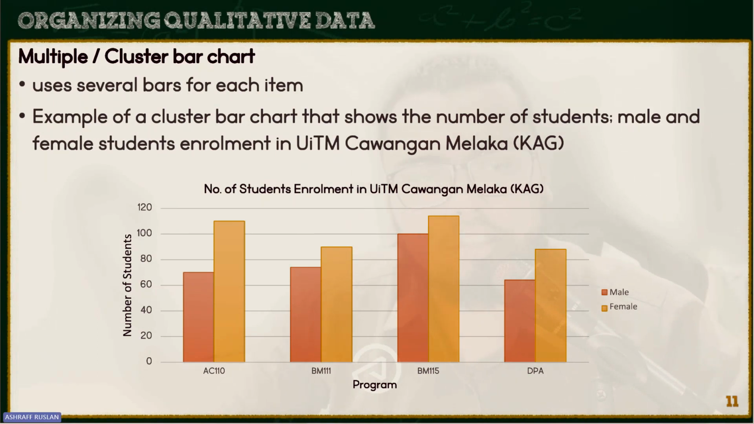Kalau kategori tersebut, let's say lepasan untuk masuk ke program tersebut, maybe kita akan ada a few lepasan SPM, penerapan, and then maybe daripada apa-apa sijil, contoh untuk certain program. Okay, so kita boleh present dalam bentuk multiple ataupun cluster bar chart.